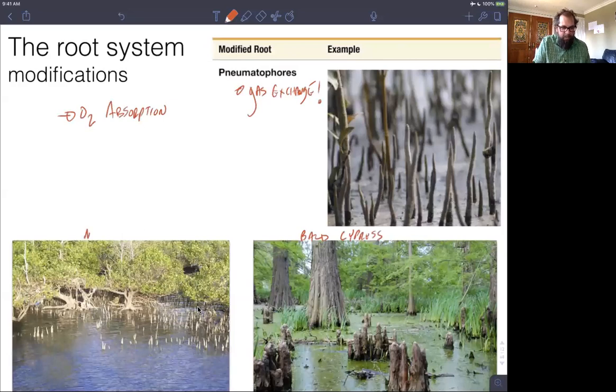And then these are mangroves. And so mangroves are very common throughout the coastal regions of the world. And in both of these, we see these structures, these pneumatophores, arising from the root system below and pushing up above the water. And we're seeing them in these pictures here on the right as well. These are called pneumatophores, and they are for oxygen absorption. And so these pneumatophores actually allow the plant to breathe.